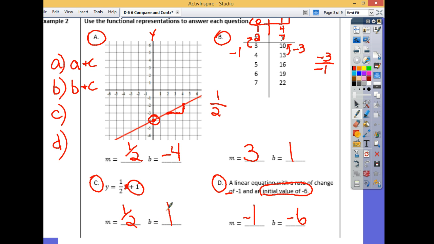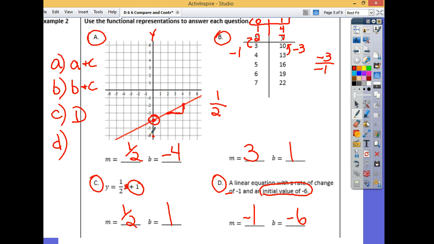Letter C, which has the lowest y-intercept? How low can you go? Which has the lowest y-intercept? Majority rules. How low can you go? It is D. This one goes to -4. That one's a 1, but this one goes way down here to the -6. So it's D. How low can you go on the y-intercept?